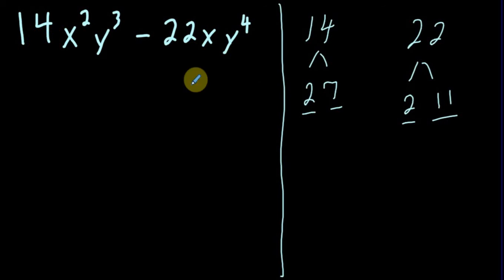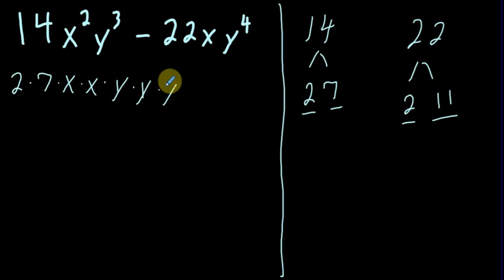So here we go. 14, remember, was 2 times 7, so 14 is 2 times 7x squared, so that's 2 x's, and y cubed, that's 3 y's. And then we have a minus sign. And then 22, remember, 22 was 2 times 11. I'm not going to fit that in this space, so I'm going to put it down here. So 2 times 11, and then x, and then 4 y's.